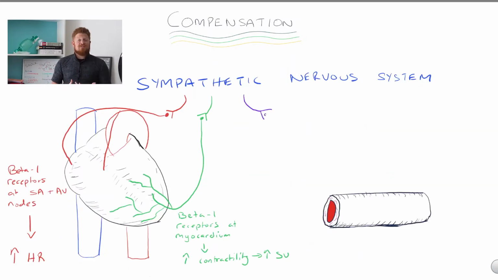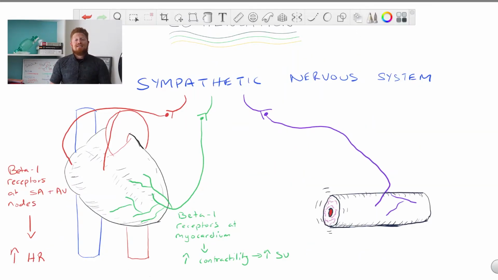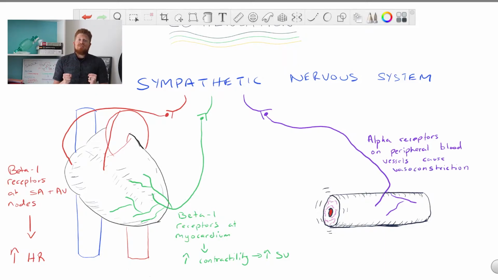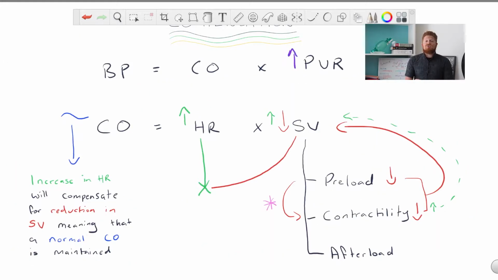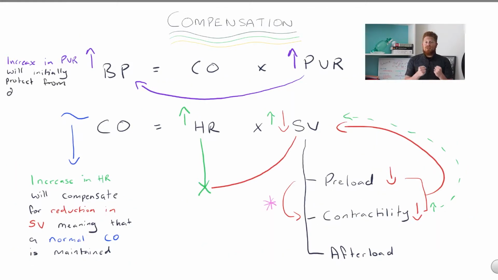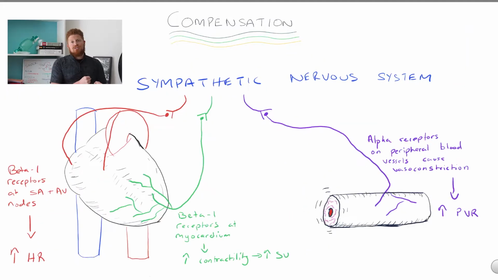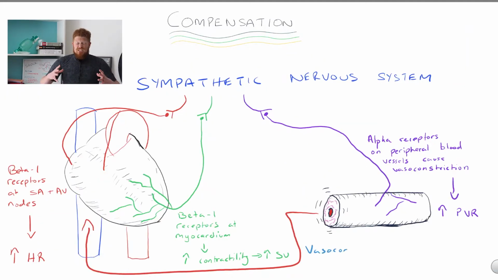Another important job of the sympathetic nervous system in these patients is the activation of alpha receptors that sit at our peripheral blood vessels. Activation of the alpha receptors causes a contraction of vascular smooth muscle in our peripheral vascular system, causing vasoconstriction. Vasoconstriction will increase peripheral vascular resistance, and hopefully that way, when compared to cardiac output, increase our blood pressure.